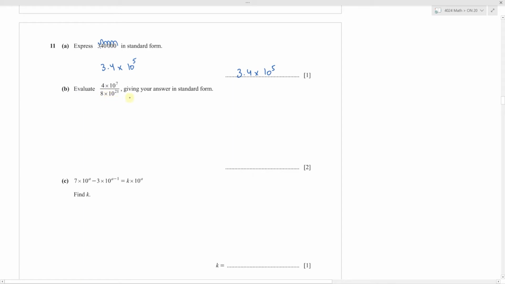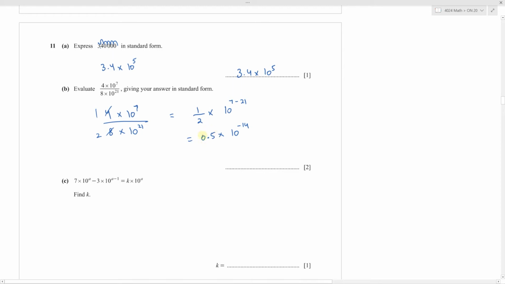Part B is evaluate this, giving your answer in standard form. So 4 into 10 power 7 divided by 8 into 10 power 21. So 4 times 1 is 4, 4 times 2 is 8. I can cancel these out. So this will become 1 by 2 into, since this 10 power 7 is being divided by this 10 power 21, the powers will be subtracted. So 10 power 7 minus 21. So 1 by 2 is 0.5 multiplied by 10 power minus 14.